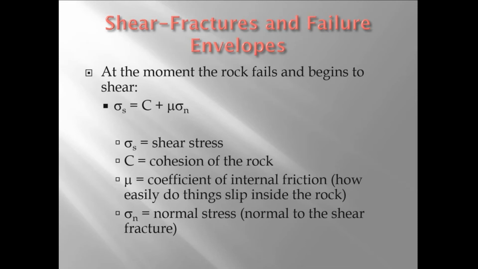So this equation we'll actually use today. This is the equation for shear failure, and this is what goes into the Coulomb failure envelopes that I know the engineers have heard of, because some of you guys are asking me about them. So sigma S is the shear stress. Capital C, this time is different than the other C, is the cohesion of the rock. Basically, how good does this rock stick together? Mu is the coefficient of internal friction. So how easily does the rock slide?